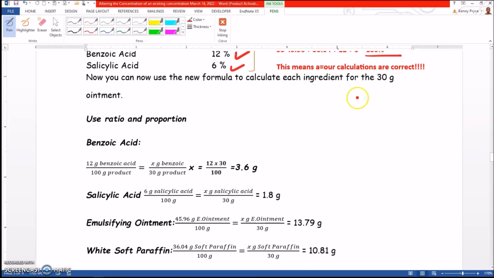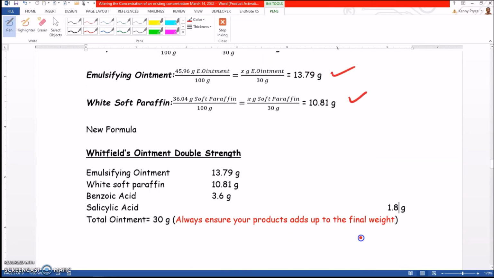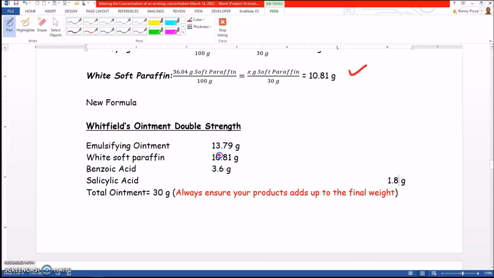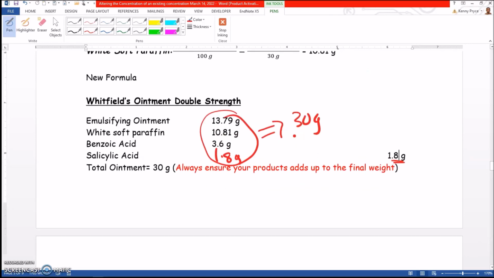So now we're going to calculate for 30 grams using ratio and proportion, similar to what we did the first time. 12 grams is in 100 grams of product. Therefore, how much would be in 30 grams? We got the 3.6 for benzoic acid. We got 1.8 for salicylic acid. And now for the emulsifying ointment, 45.96 grams are in 100. Therefore, how much is in 30? And we got that for white soft paraffin as well. So our new formula for the double strength will now be 13.79 for emulsifying ointment, 10.81 for white soft paraffin, benzoic acid 3.6 and 1.8 for the salicylic acid. All right, and you want to ensure that when you add up all of these numbers, you get 30 grams. And that makes you know you are on the right track.